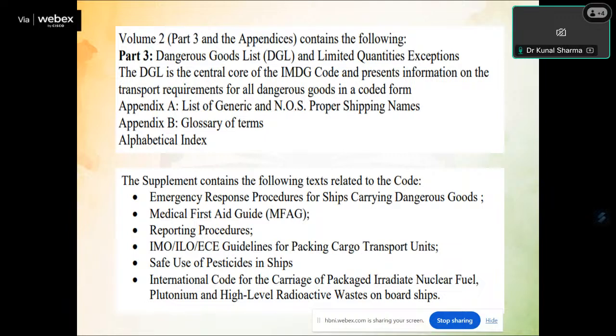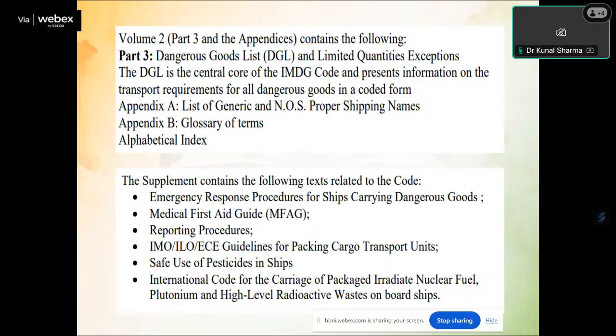Volume 1 and Volume 2 we have seen. The last part is the supplement. The supplement contains the following texts: emergency response procedures for ships carrying dangerous goods, medical first aid guide, reporting procedures, then IMO/ILO guidelines for packing cargo transport units, safe use of pesticides in ships, and the international code for the carriage of packaged irradiated nuclear fuel, plutonium, and high-level radioactive waste on board ships.